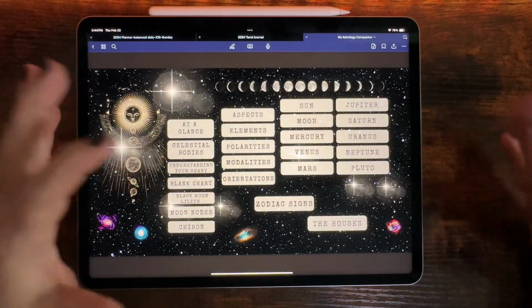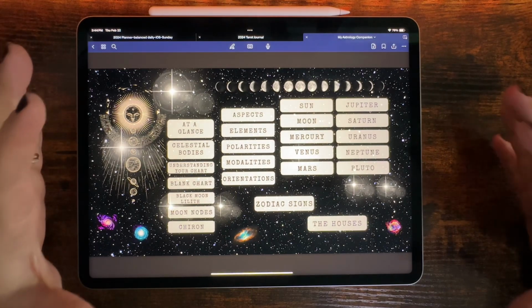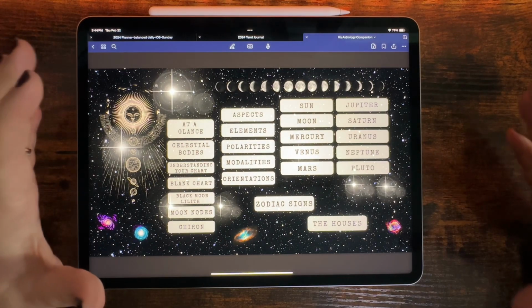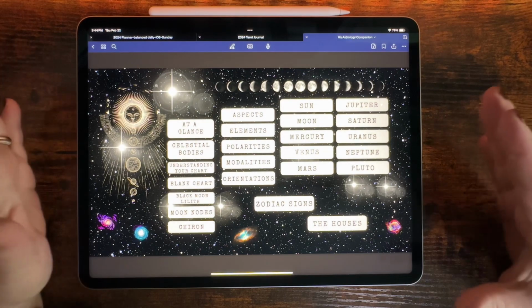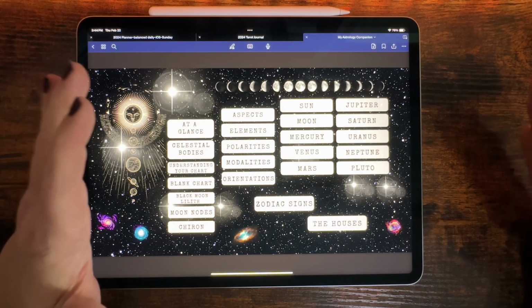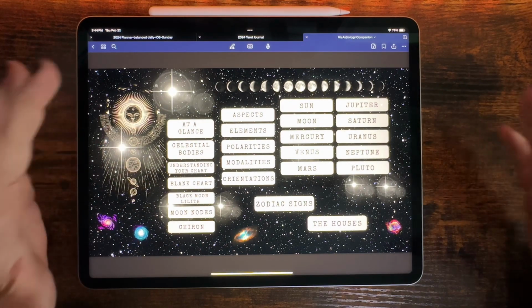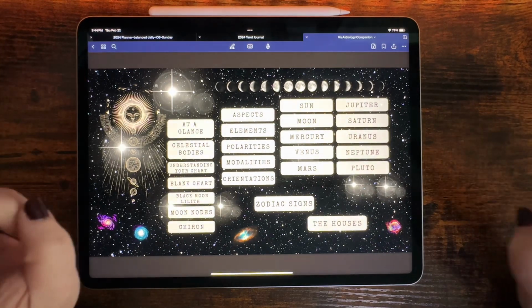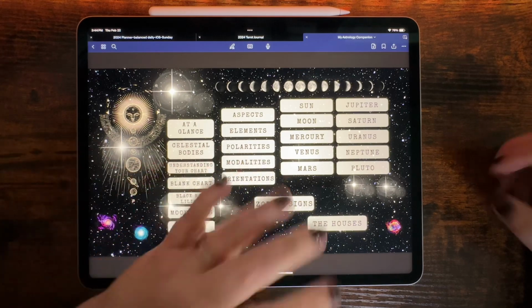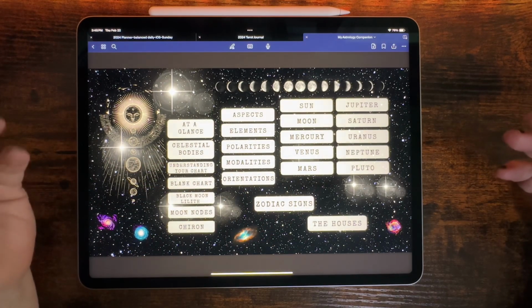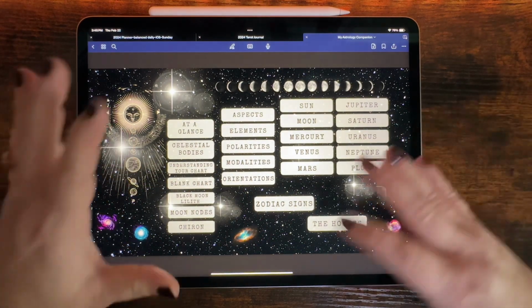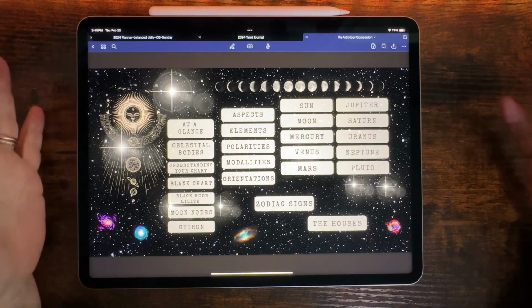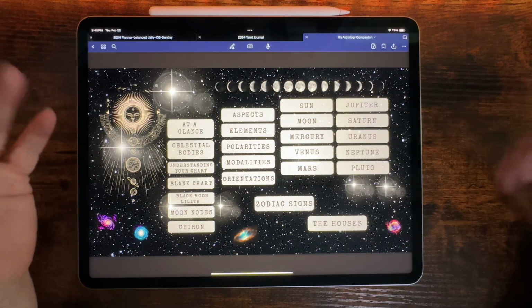Now, keep in mind, this was based off of when I was learning initially about Western astrology and had just started learning about Vedic astrology. It was essentially right before I started learning about true sidereal or real sky. But true sidereal and real sky use a lot of the same structure of Western tropical astrology.